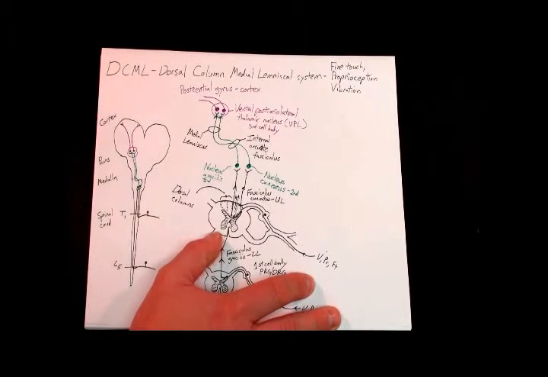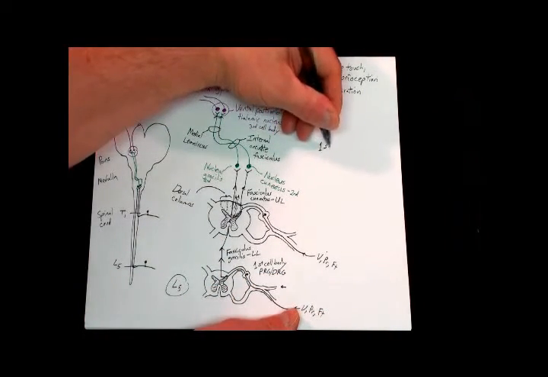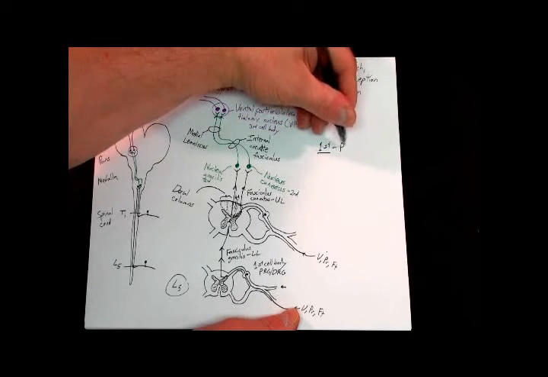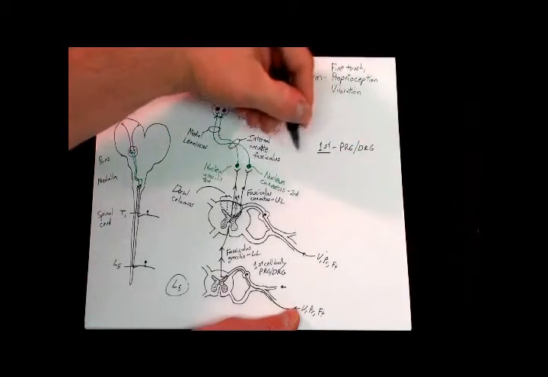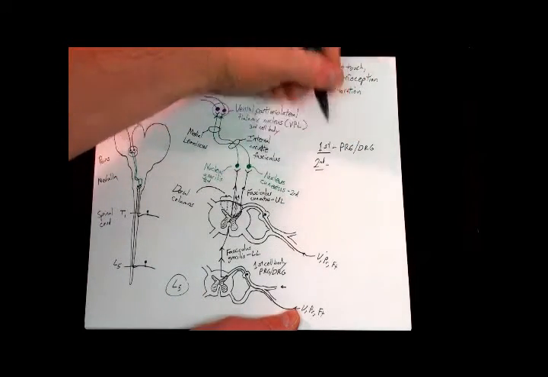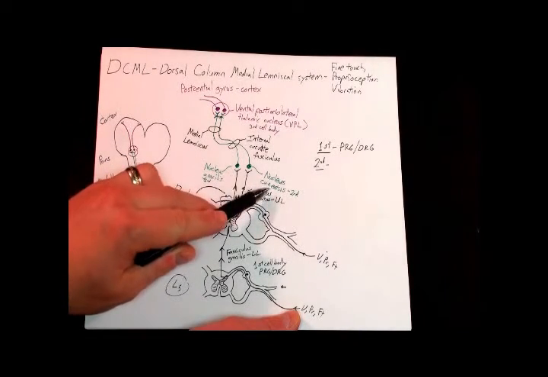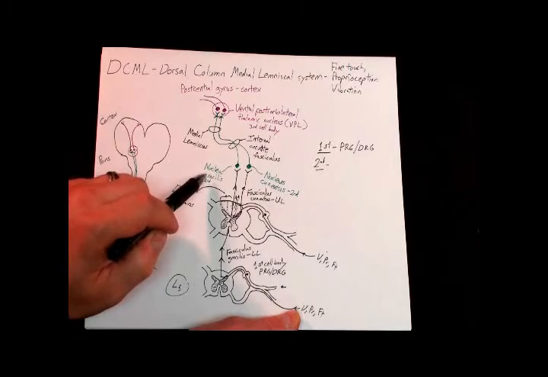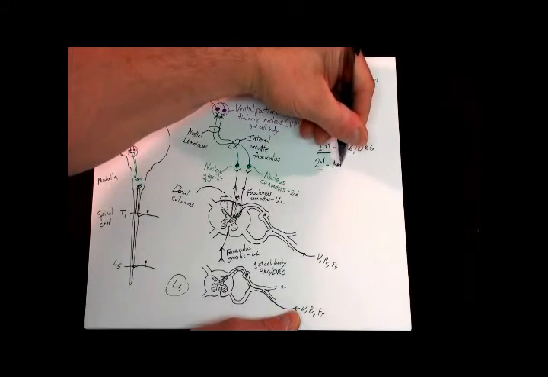So, long story short, what do we want to get out of this? The dorsal column-medial lemniscal system has cell bodies located in 3 places. The first cell body is located in the posterior root ganglia, aka dorsal root ganglia. The second cell body is located in either the nucleus cuneatus for the upper limb and above T5, or the nucleus gracilis for the lower limb. So those are both in the medulla.